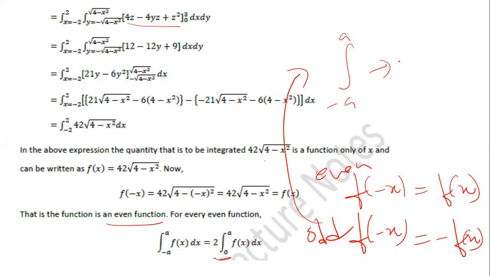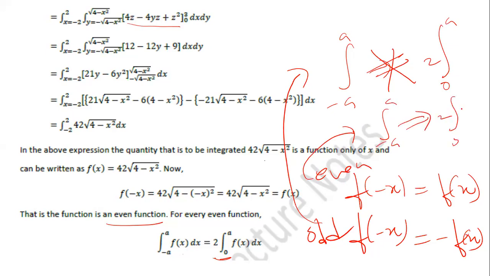not equal this. Only for an even function, integration from minus a to plus a is equal to 2 times the integration from 0 to a. Otherwise this is not equal to this. For an odd function, it is not equal to this.